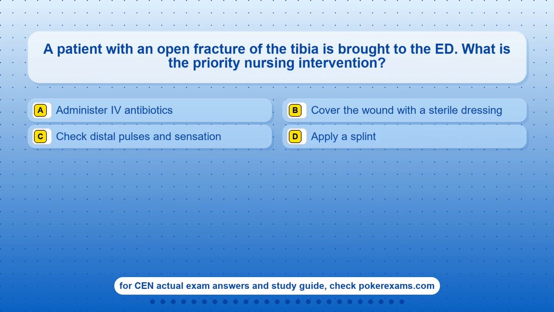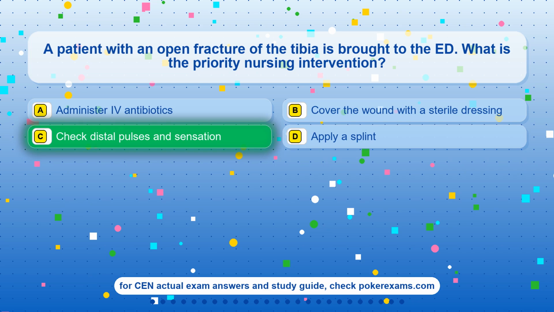Question 7. A patient with an open fracture of the tibia is brought to the ED. What is the priority nursing intervention? Option A, administer IV antibiotics. Option B, cover the wound with a sterile dressing. Option C, check distal pulses and sensation. Option D, apply a splint.